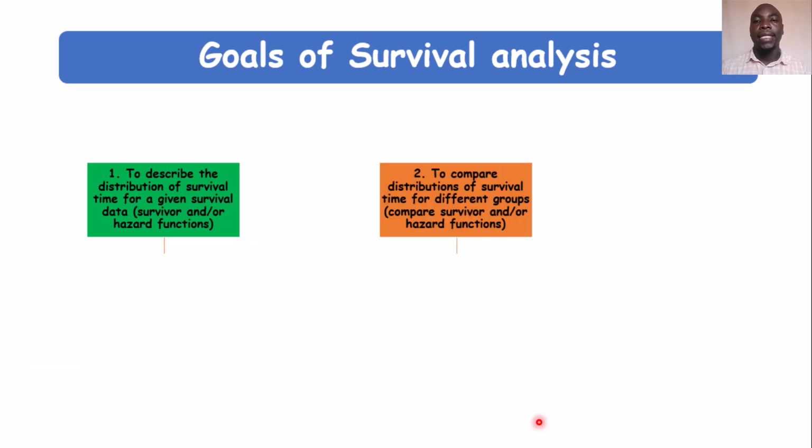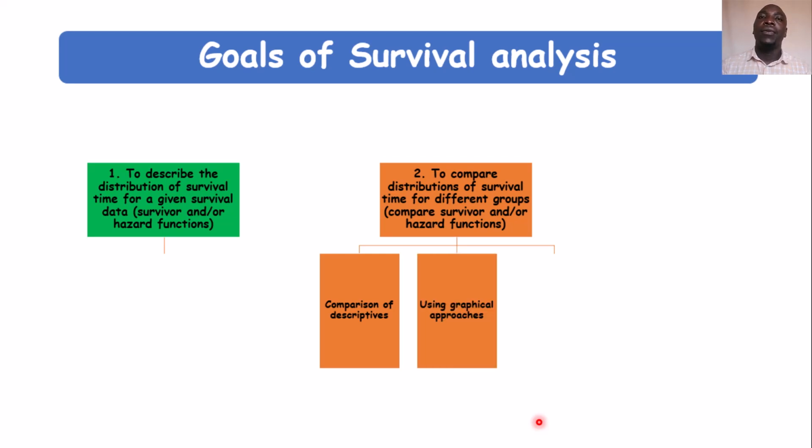For comparing distribution of survival time between groups, here we can still compare the descriptives between groups. For example, we are comparing males and females. We can look at the mean survival time among males, whether it is higher than among females, or we can look at the hazard rate among males compared to females. That's just comparing the descriptives.